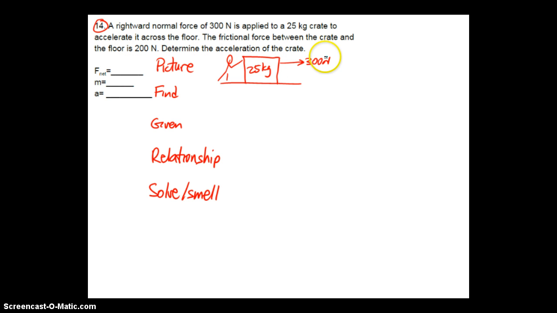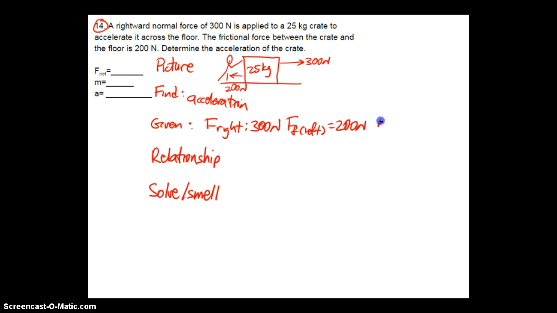The frictional force between the crate and the floor is 200 newtons. We know that will oppose the motion, so we know that that's that direction of 200 newtons. And it's asking to determine the acceleration of the crate. So what we're trying to find is acceleration. And what are we given? We're given a force to the right is 300 newtons. The frictional force, which is to the left, is 200 newtons. And we know that mass is 25 kilograms.